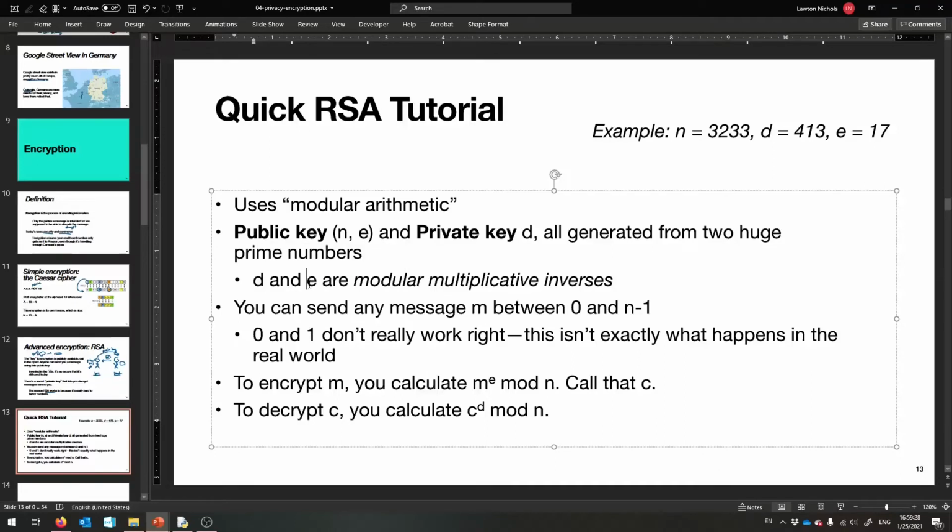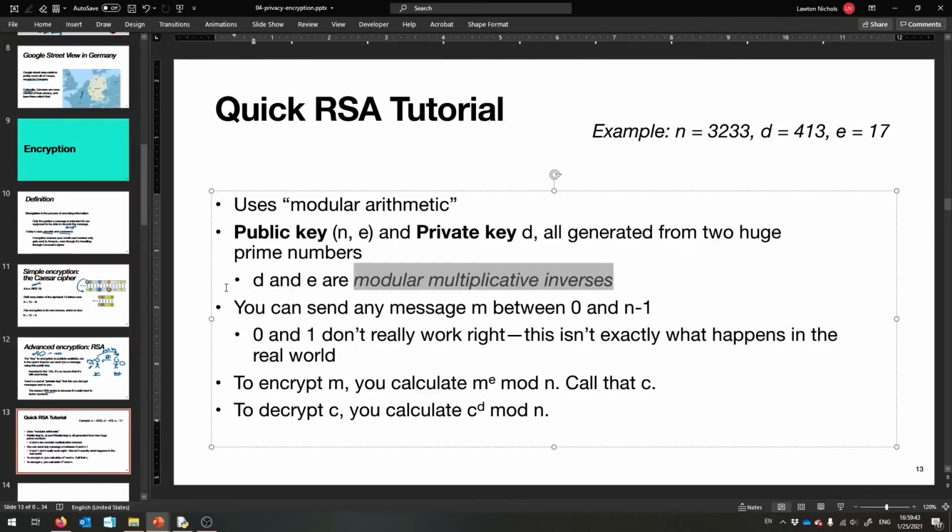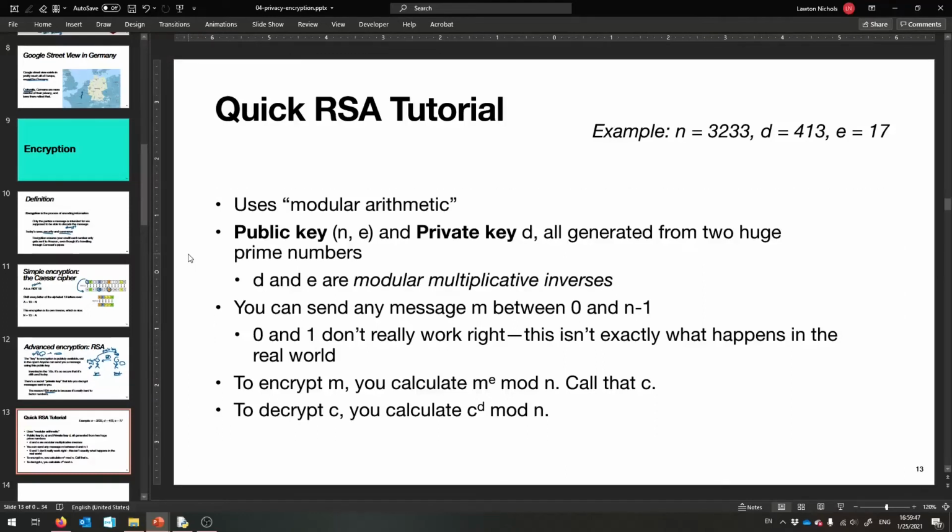And D and E are known as modular multiplicative inverses, which you do not have to understand unless eventually you take CSCI 26 with me, which is several semesters later. That is a very interesting concept, and just take my word for it for now. That's a really cool thing.